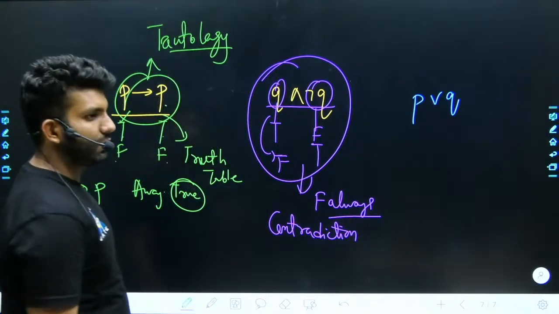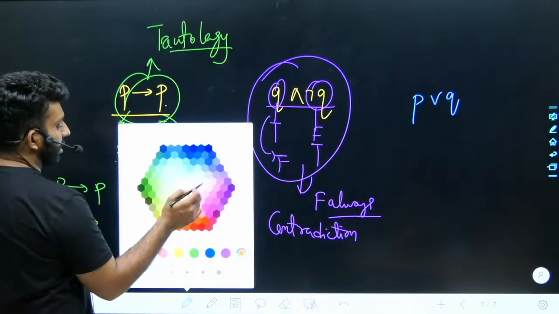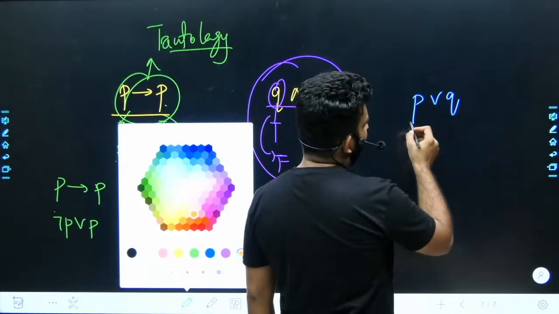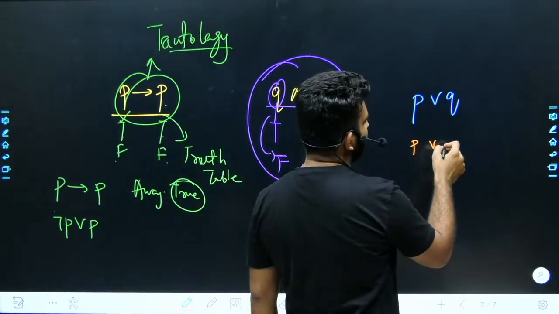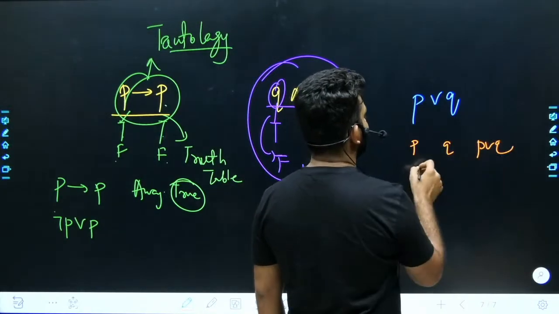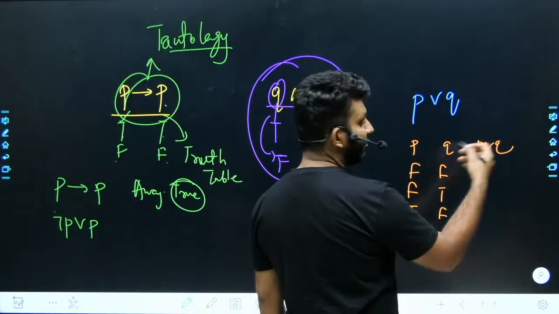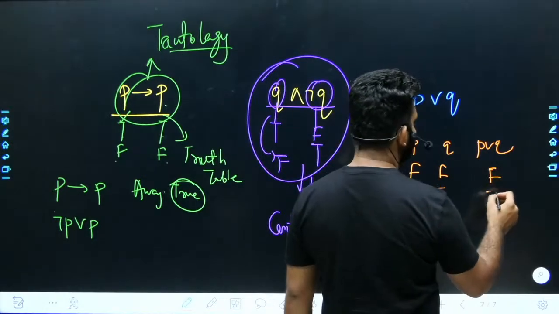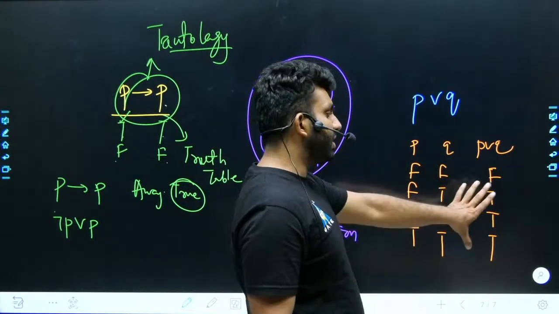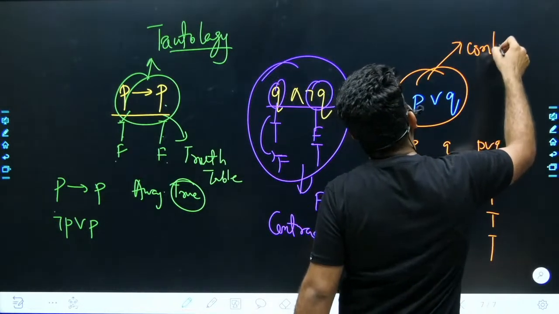Now let's check the last part we are having. That is this one. Let's just draw the truth table. You'll get to know this. If this is false, true or true, false, true, false, true. What will be my truth table? It will be false, true, true, true. So at least one case of false is there, and at least one case of true is there. That means it's a contingency. Is it clear?